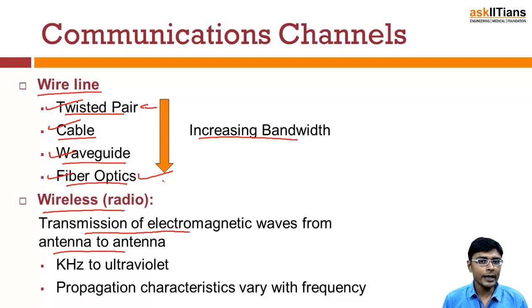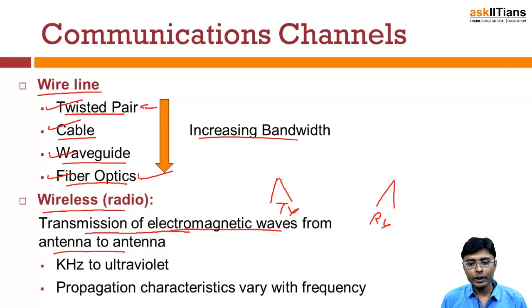That means in this case we are not having a wireline medium. We will be having two antennas, one called the transmitter and one called the receiver, and we will be sending our information in the form of electromagnetic waves. So the signal will be in the form of electromagnetic waves transmitted from transmitter towards the receiver, and this ranges from the kilohertz to the ultraviolet range.